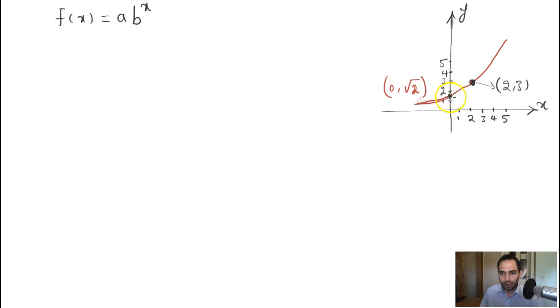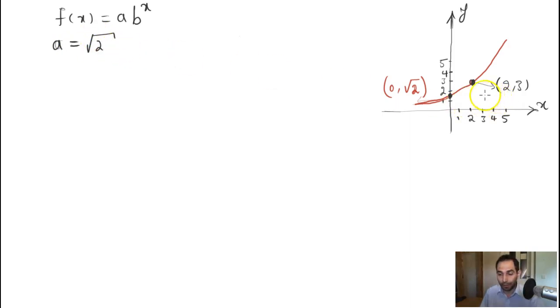So now I know that the initial value of this function is the square root of 2, because at x is equal to 0 the output of this function is square root of 2, which is something around 1.4, which is some point between 1 and 2. So basically I know that a is equal to square root of 2.